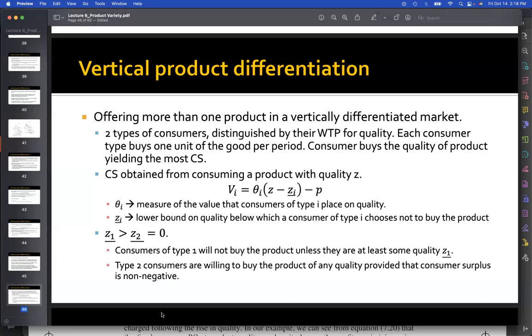Now, the CS obtained from consuming a product with quality Z is the following, right? So notice the i's. The i's are indexed 1 and 2. So V_i, for i equals 1 or 2, equals theta_i times Z minus price. Now, theta is the measure of value that consumers of type i place on quality.